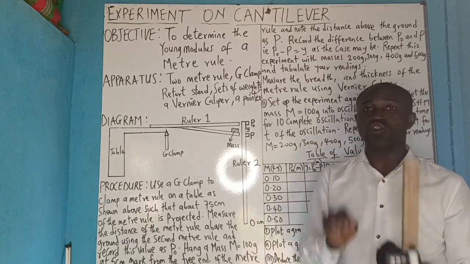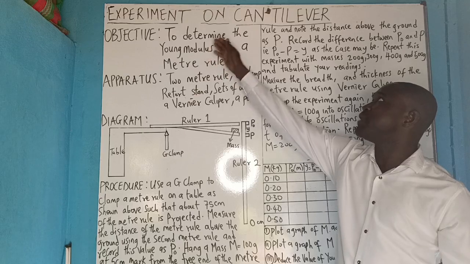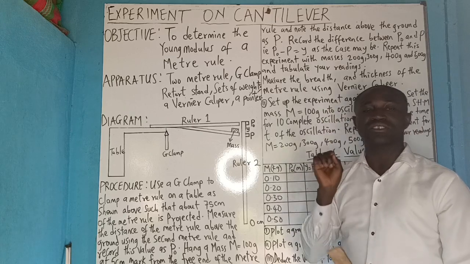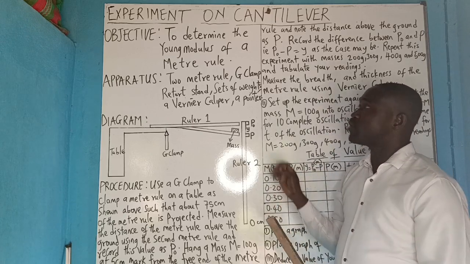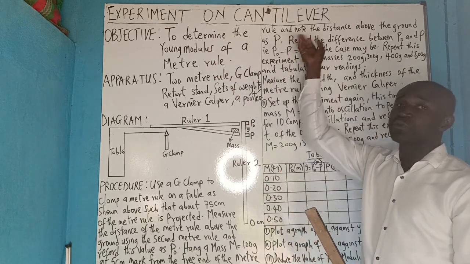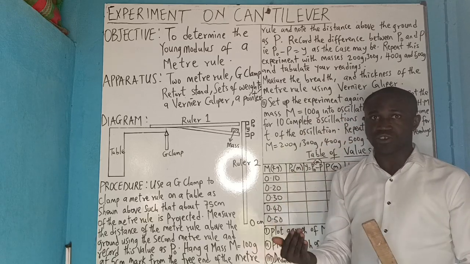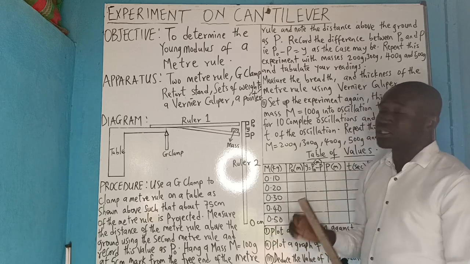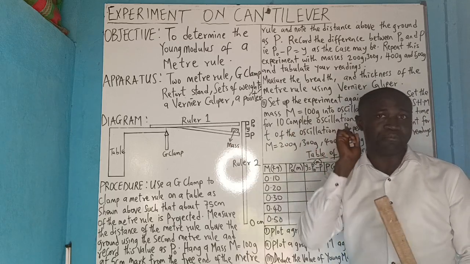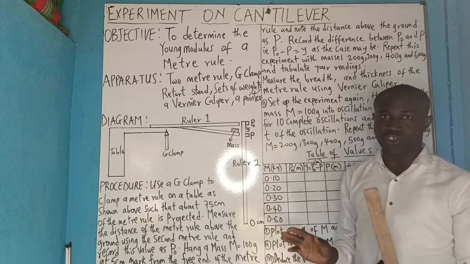In today's video, we want to discuss another important experiment in physics practical, and that is the experiment on cantilever. This experiment is related to the experiment on bending moment. That means as we embark on this experiment, you will see that it applies the principle of bending, the principle of depression. It's important to note that this experiment will be of two types: the one involving the use of the principle of bending or depression, and the one that makes use of what? Oscillations.